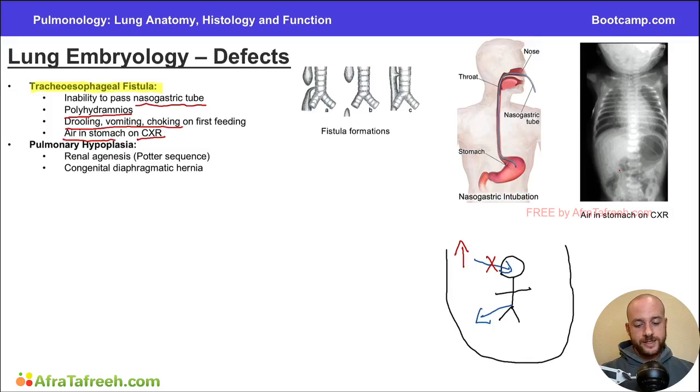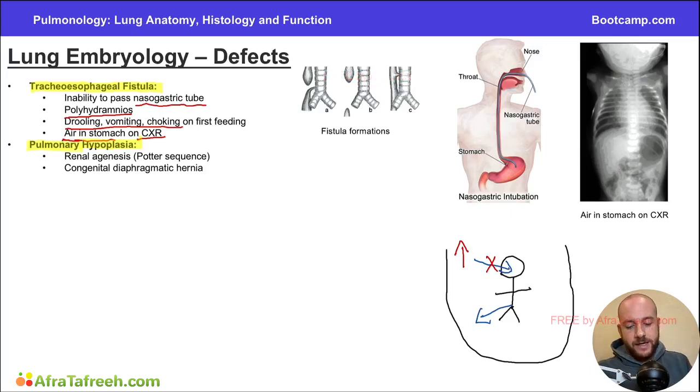All right, let's move on to our second condition here, and it is called pulmonary hypoplasia, which means the underdevelopment of the lungs. And it can be caused by two things that we're going to be talking about today. One is renal agenesis, and the next is congenital diaphragmatic hernia.